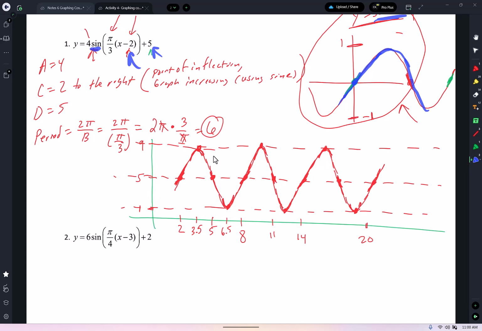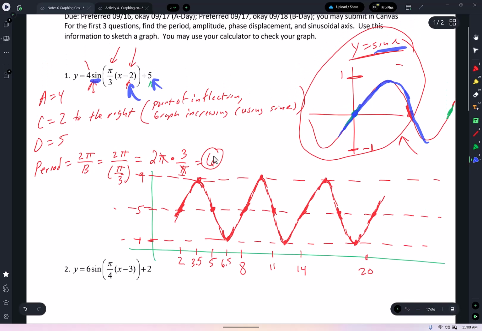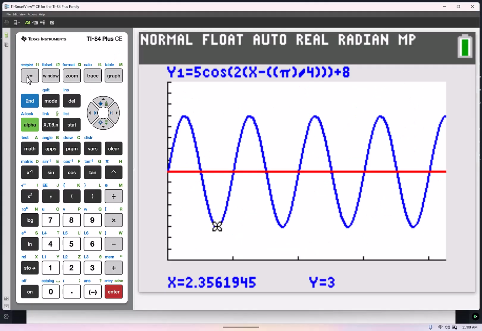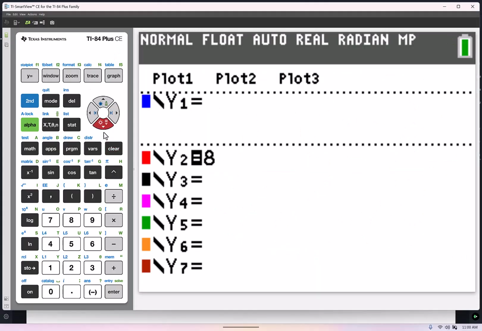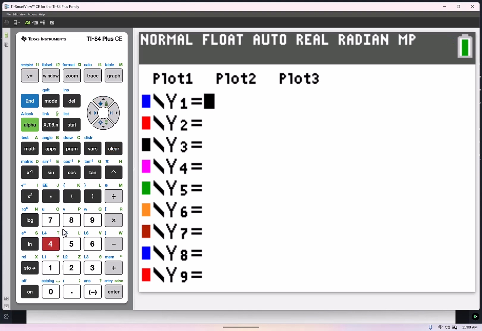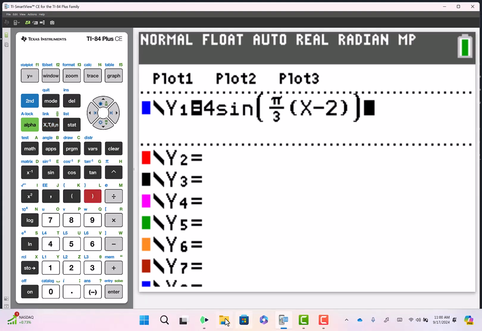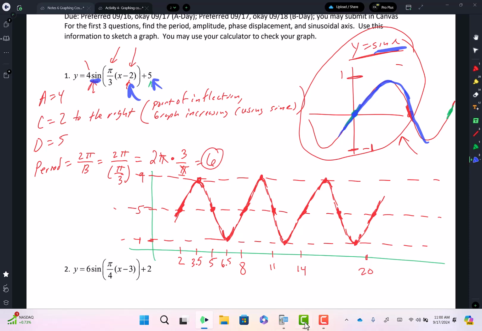Let's check it. You have a calculator, let's check it. I'm going to plug this in for sine. So we're so close, guys. Y equals, top left. Hopefully you're getting really good with your calculator. For sine, y equals, enter, second pi over 3. And then let's move to the right. I'm going to open a parenthesis. X minus 2, close, close. Plus 5.